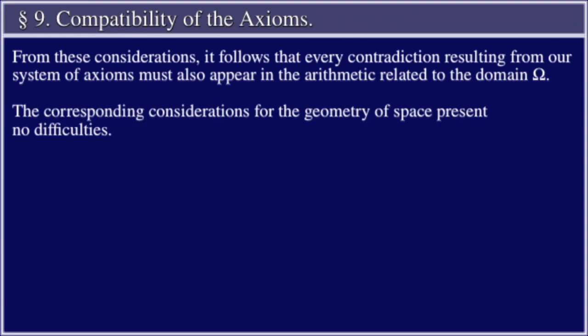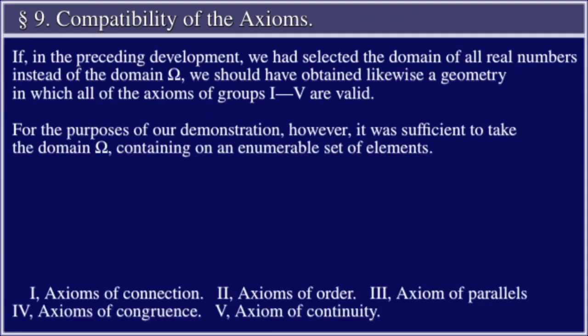The corresponding considerations for the geometry of space present no difficulties. If in the preceding development we had selected the domain of all real numbers instead of the domain omega, we should have obtained likewise a geometry in which all of the axioms of groups 1 through 5 are valid. For the purpose of our demonstration, however, it was sufficient to take the domain omega containing only an enumerable set of elements.